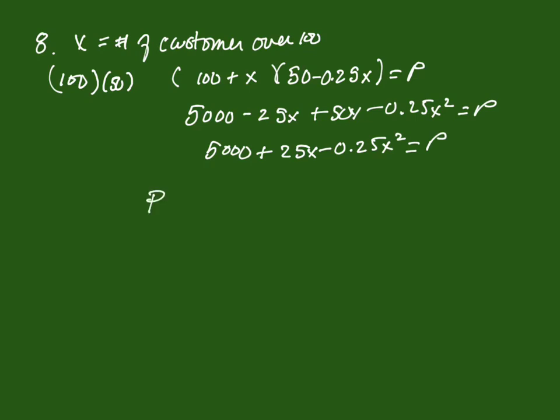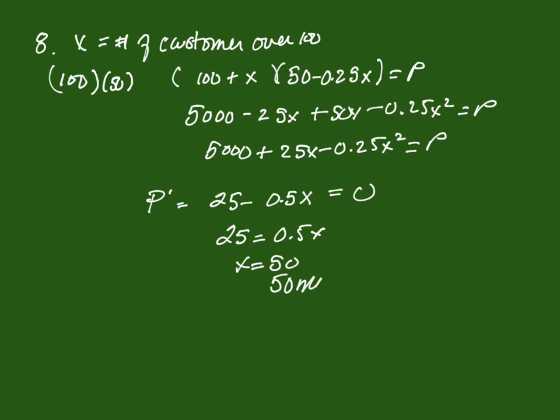Now take the derivative. P prime is equal to 25 minus 0.5x. Set that equal to 0. 25 equals 0.5x, so x equals 50. Now this is 50 more. So it asks how many couples will maximize, so you have to add it to the original, so 150 couples would be the answer for number 8.